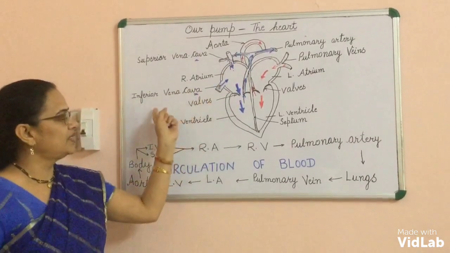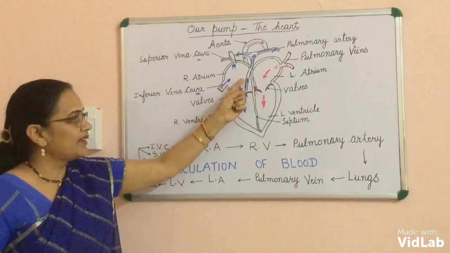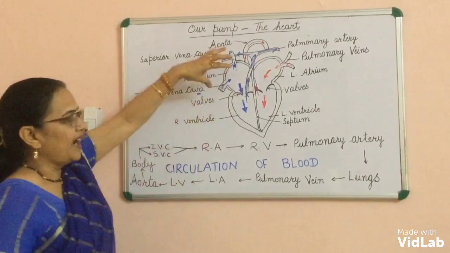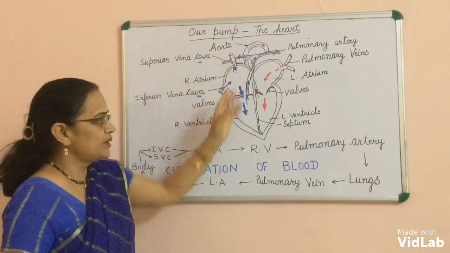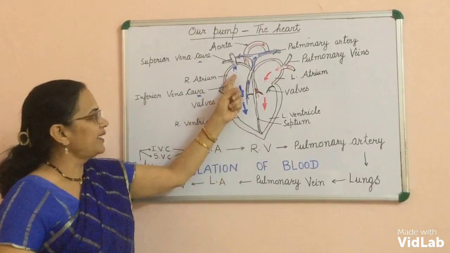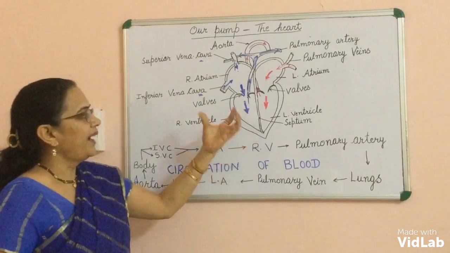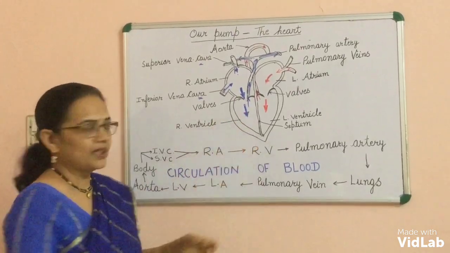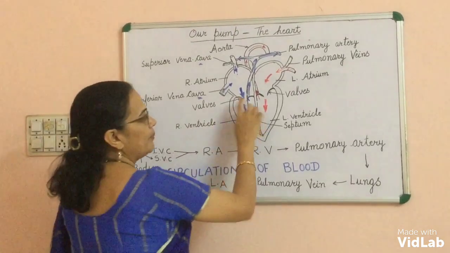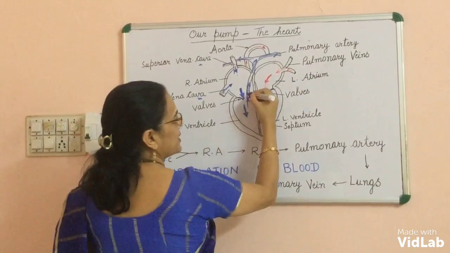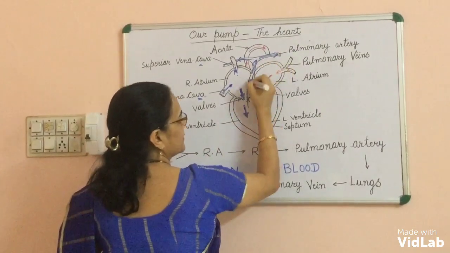So deoxygenated blood first comes into the right atrium. When atrium contracts, the blood goes into the ventricle. From the right atrium, the blood goes into the right ventricle. And when the ventricle contracts, the blood goes into the pulmonary artery. From here, this artery starts and this is it.